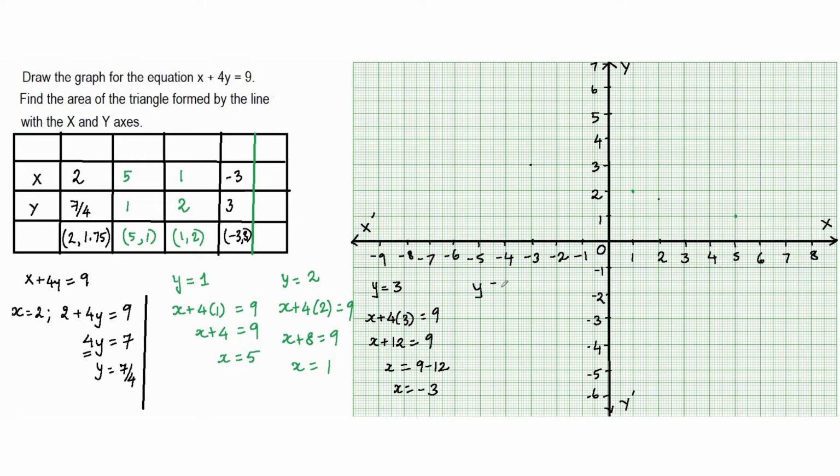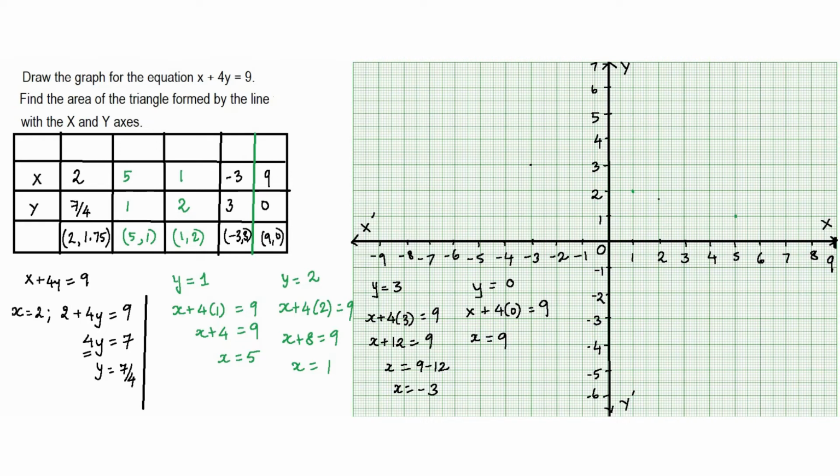Similarly, let me take y equals, say, 0. Now if y is equal to 0, let's find the value of x. So x plus 4 times 0 is equal to 9, which means x is equal to 9. But if you notice, I am just in time. I can plot x equals 9 here, and therefore the point is (9, 0), which lies on the x-axis. So this point is definitely acceptable. So when y is equal to 0, x is equal to 9. So the point is (9, 0).